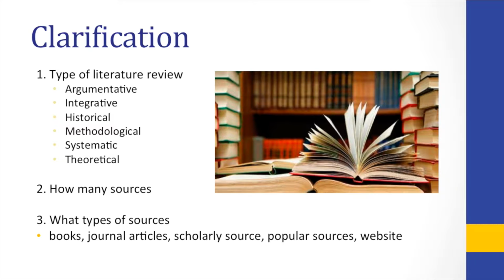Second, you should ask how many sources are required for the literature review. It may depend on the purpose of the literature review. Third, you have to ask what type of sources you should use. There are varying sources: books, journal articles, scholarly sources, popular sources, and websites. You can ask about any possible resources you may use and clarify what is recommended and what is not allowed.